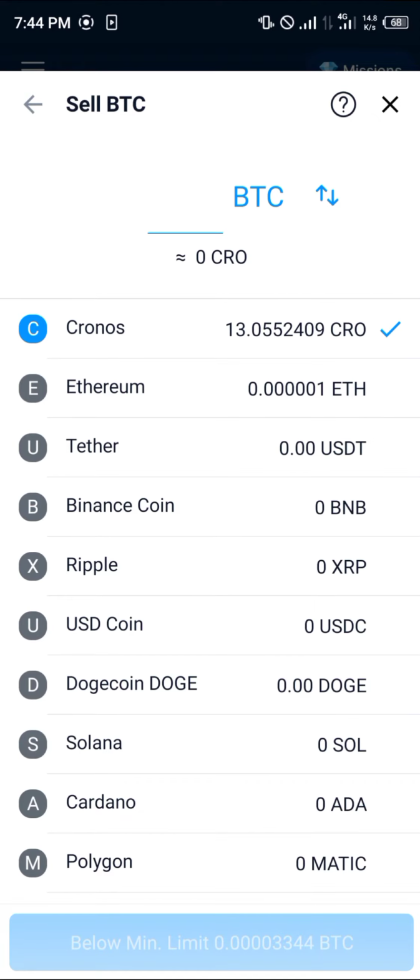Okay guys, and once you've selected the market order option, you're met with the list of cryptocurrency assets you wish to convert to. As you can see here, we have Ethereum, so simply select the Ethereum.